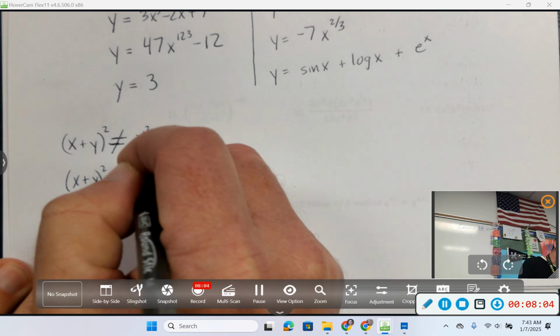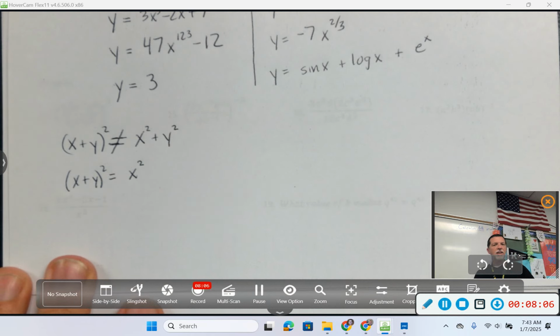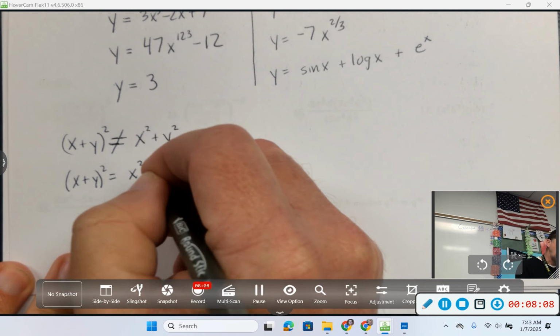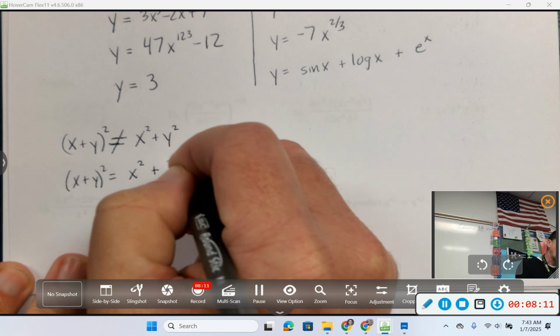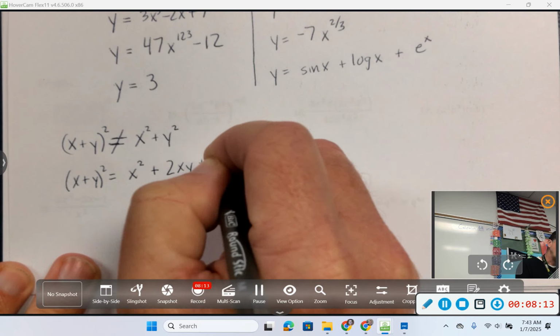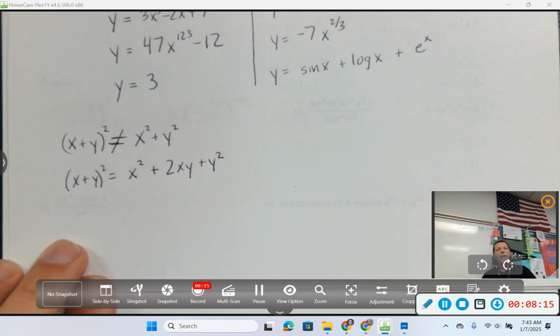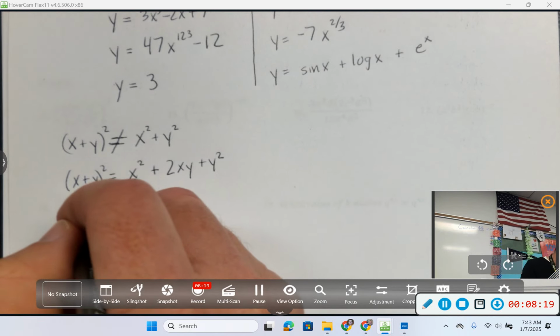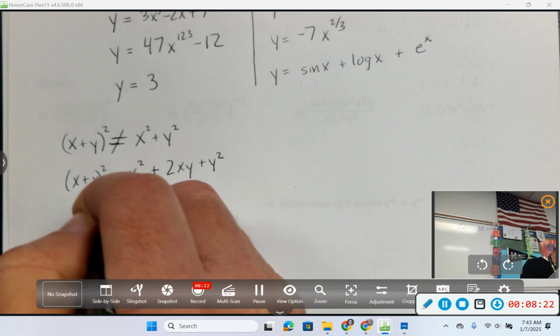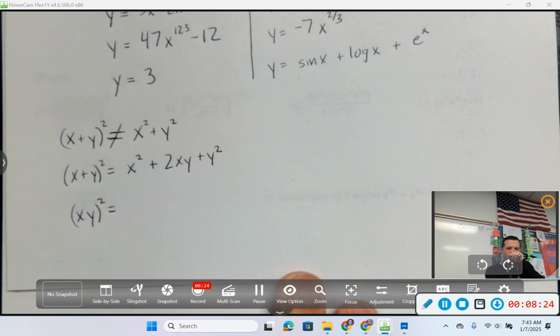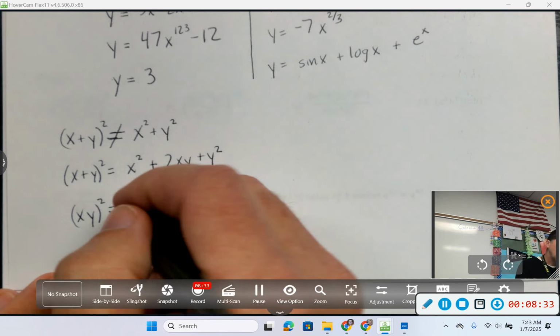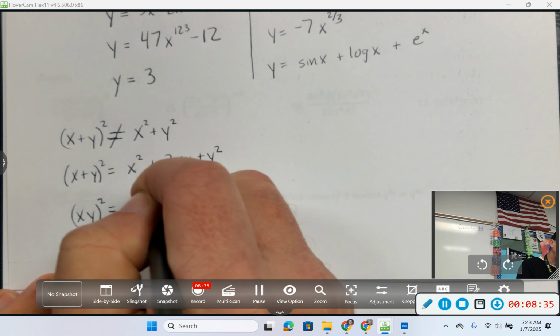So what would it be? There would be an x squared. How many xy's? 2 xy's plus y squared. What about (xy) squared? That's just xy squared. Wait. Can I distribute? Can they both be squared, I guess, is the question? x squared, y squared.